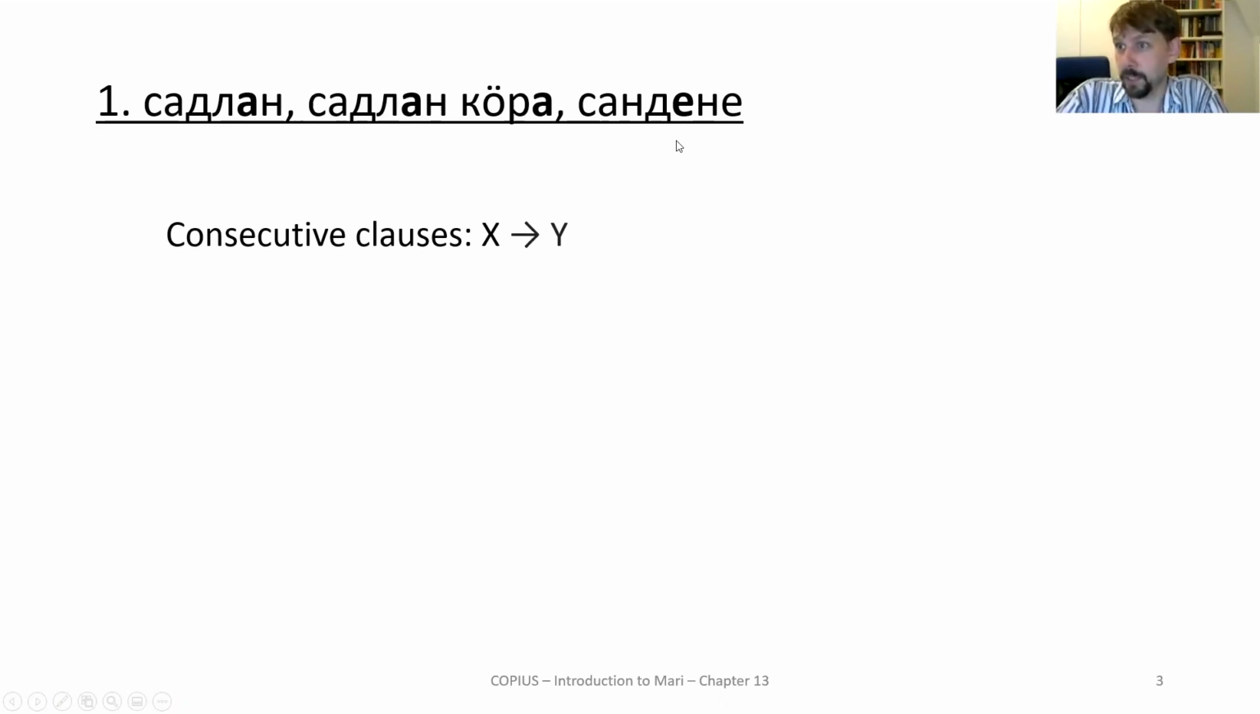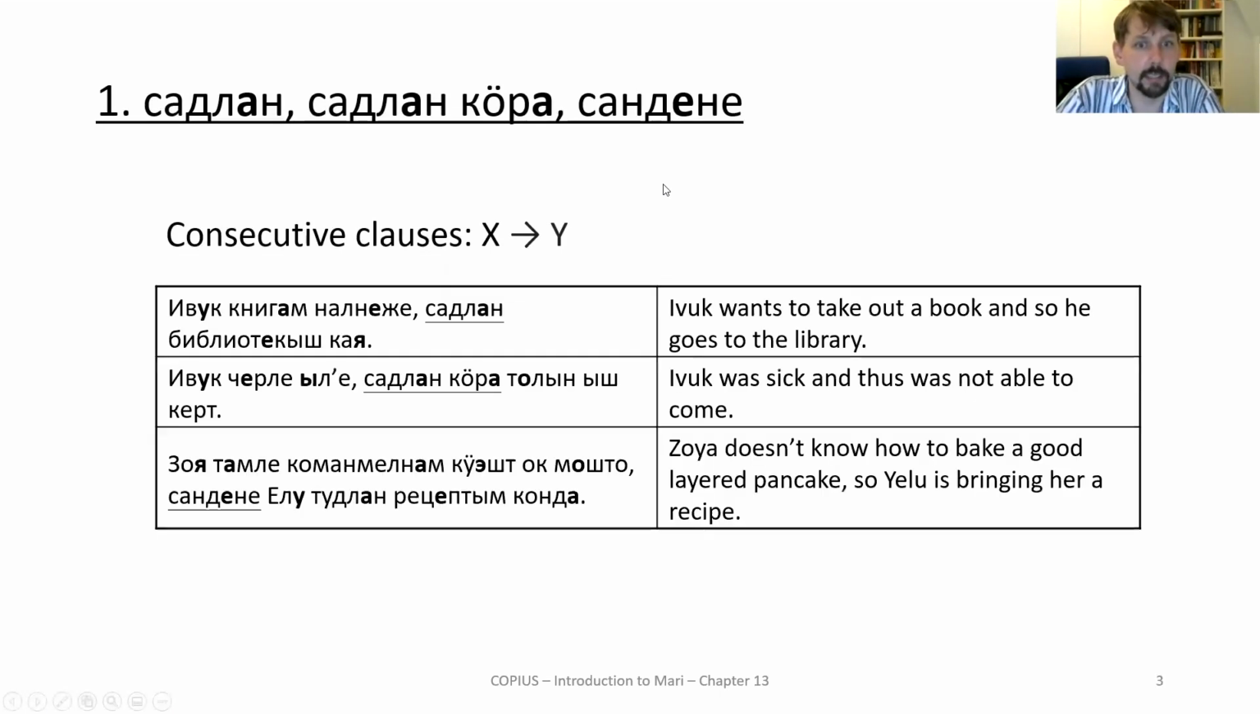If you do a corpus-based study of this, you might be able to find some fine differences in the usage situations, but I can't tell you at this point. These are like English thus and so, as a consequence of that. Ivuk wants to take out a book, and thus and so he goes to the library.